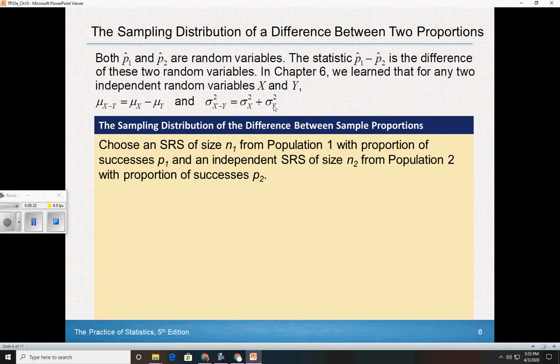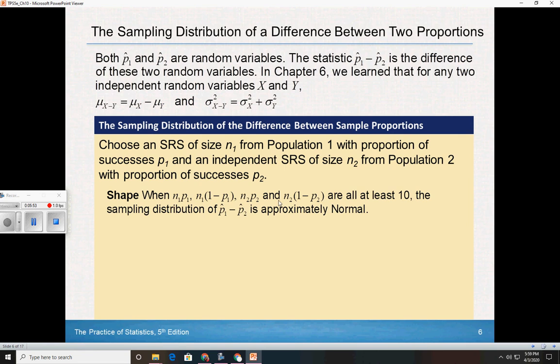And we looked at variance here instead. Don't get too bogged down in this, but this is the theory behind it if you need to stop and ponder how that works for just a second. So consider this. Choose an SRS of size N1 from population 1 with a true proportion of success of P1. And independently, a different SRS of size N2 from population 2 with a proportion of success P2.